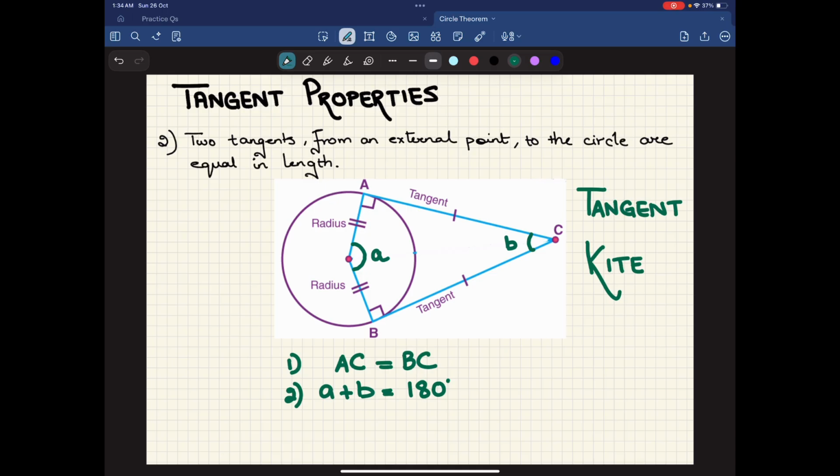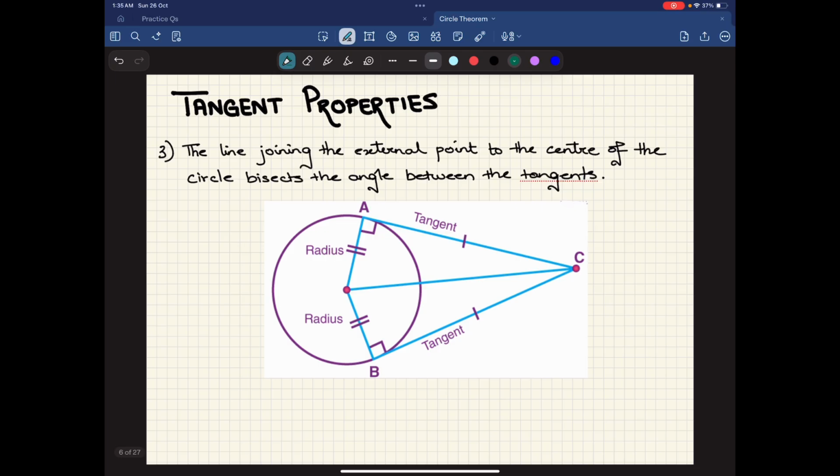Now, an extension of the tangent guide is this: the line joining the external point, again, a point which is outside the circle, and in this case it is point C, to the center of the circle. So this is the center of the circle, and this is the external point. The line joining the external point to the center of the circle bisects the angles between the tangents. Bisect means to divide equally.